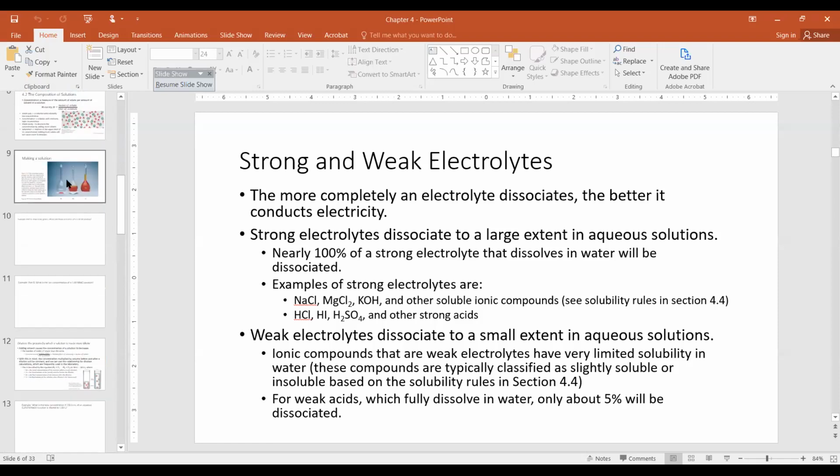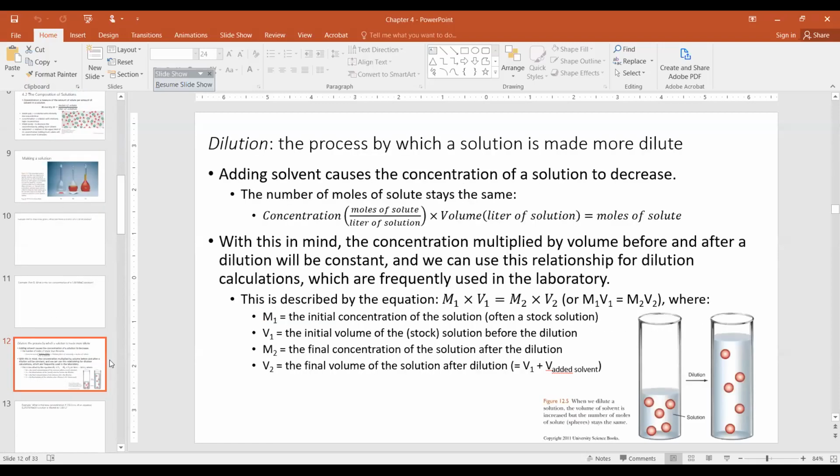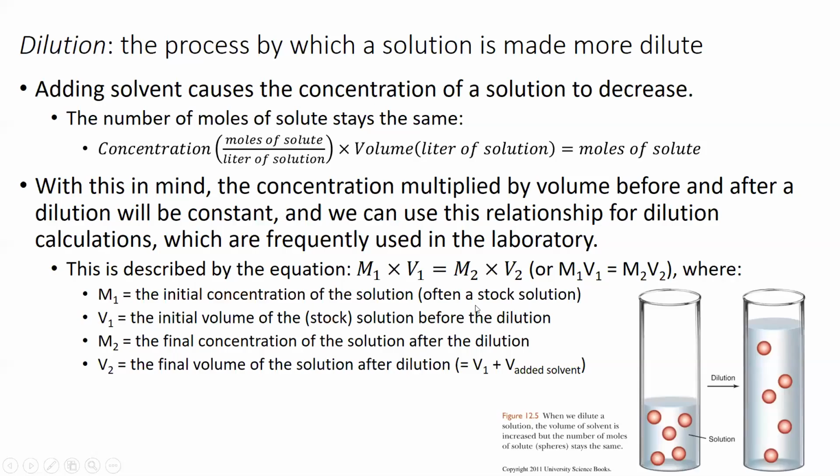All right, we're gonna find our way to dilution. So when we were talking about dilution, to dilute something, as a verb, means we're adding some sort of volume of solvent. And that creates a decrease in the concentration. So the number of moles of solute stays the same, but the concentration of that solute will be smaller.